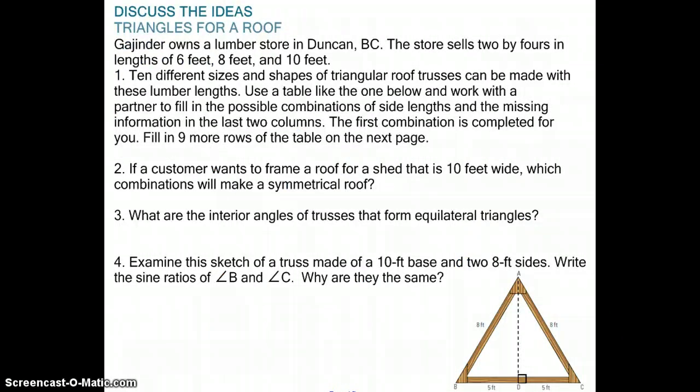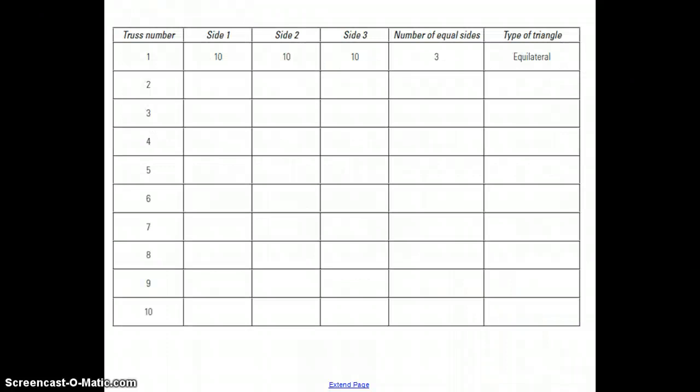Next, discuss the ideas: triangles for a roof. So this guy owns a lumber store in BC. The store sells 2x4s in 6 feet, 8 feet, and 10 feet lengths. So those are your options. He wants to make a triangle roof that can be made with these lengths of lumber. We're going to start by figuring out this table, all the possible different options for the triangles that can be made.